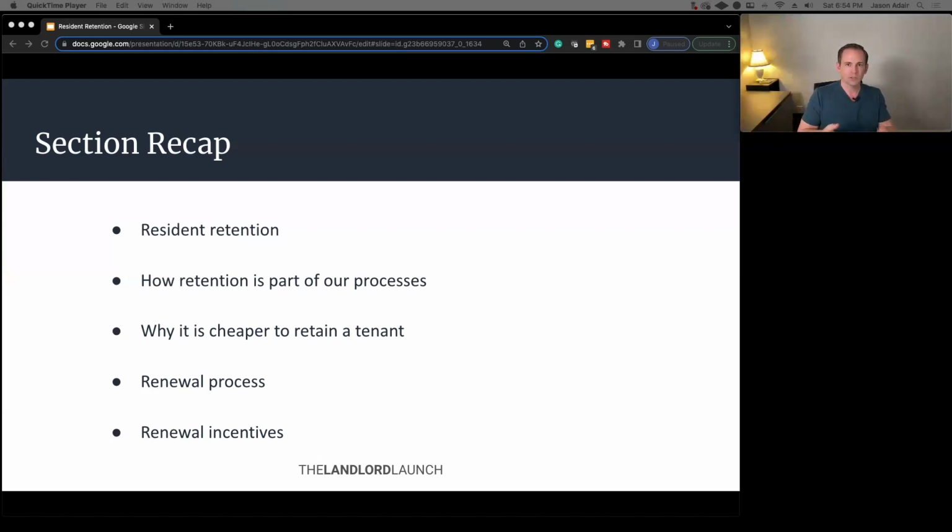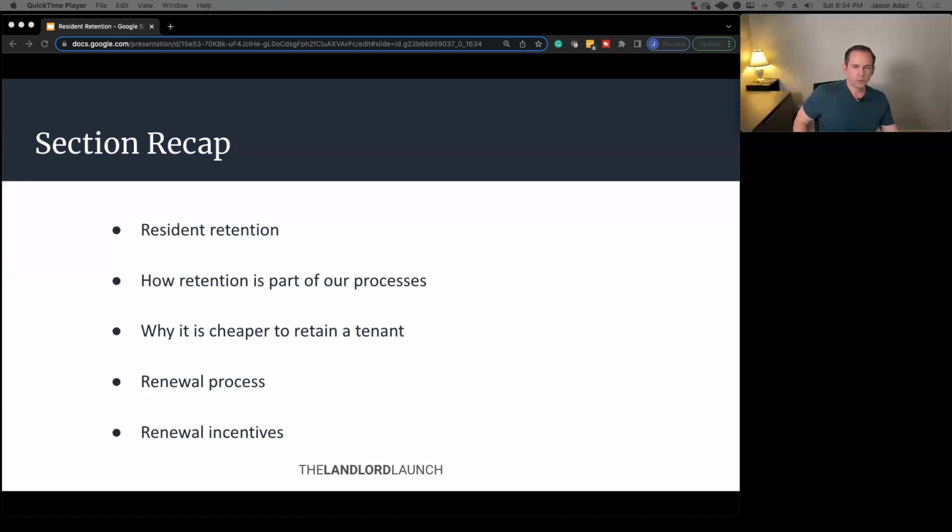Weigh out those numbers, evaluate them, use logic on it, and don't let it be an emotional thing. Let it be a numbers and data driven decision for you. In all cases outside of bad tenants, it's usually cheaper to keep a tenant in place.